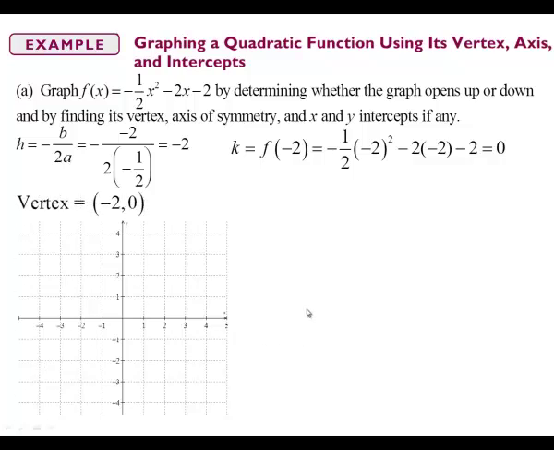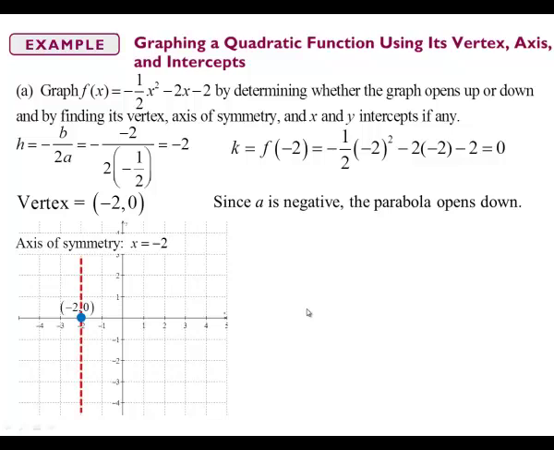Okay, and so our vertex is negative 2, 0. There's our axis of symmetry at x equals negative 2. Since a is negative, the parabola opens down, and we get our y-intercept. Okay, our x-intercept, that's going to be at negative 2.